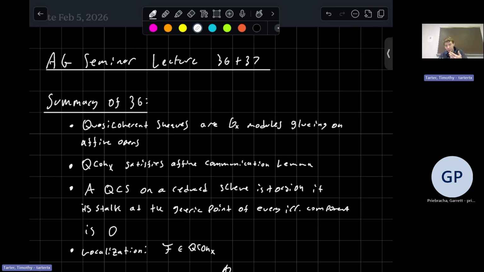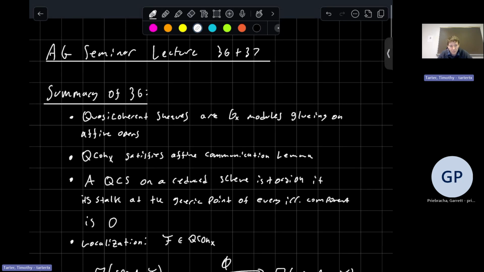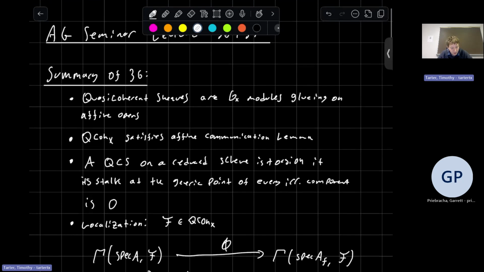Anyway, I went ahead and wrote out all of the things going on from last lecture, and then we can get into the new lecture. So first, we have that quasi-coherent sheaves are O_X-modules that glue on affine opens. Really, when we say affine opens, we mean things isomorphic to Spec A for some A. And then the category of quasi-coherent sheaves, QCoh, satisfies the affine communication lemma.